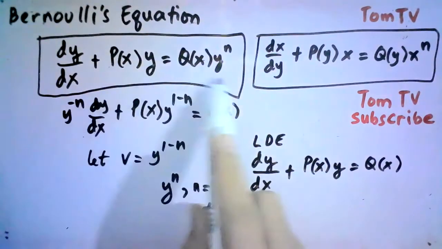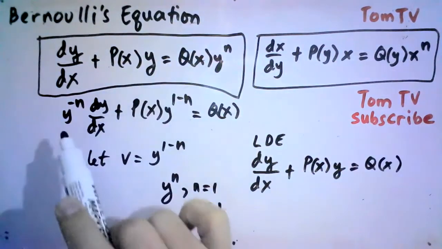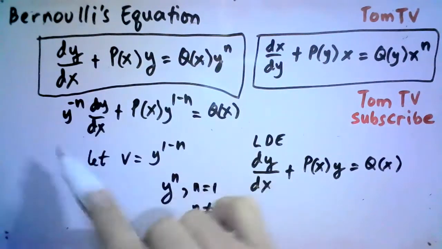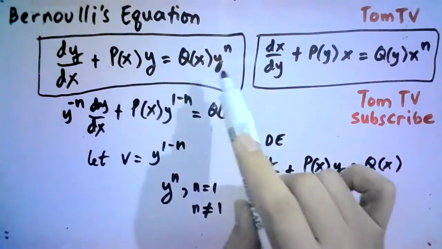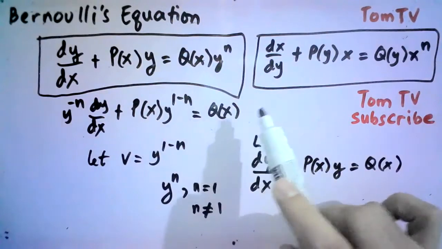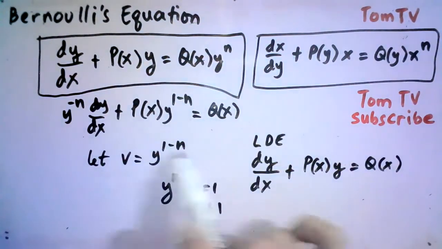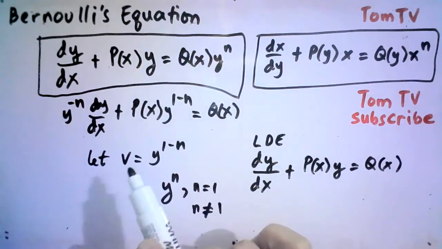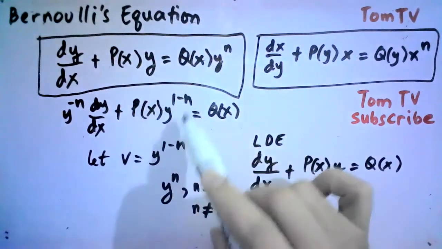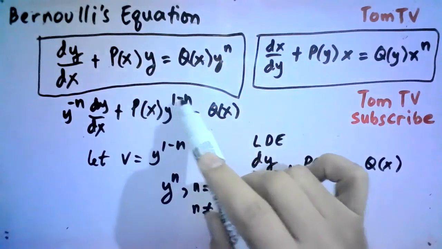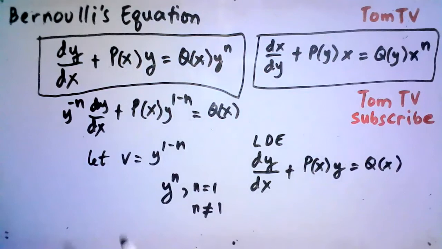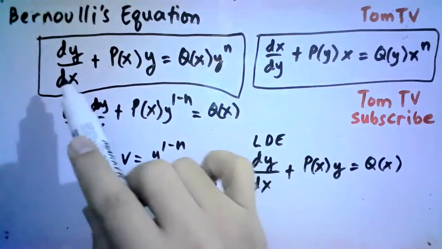Going back to the format of Bernoulli's equation, our way of solving it is, after we follow this format, to multiply y raised to negative n to the whole equation. And then after that, we apply the substitution wherein v equals y raised to 1 minus n. Whatever the value of your exponent, let v equal y raised to 1 minus n. So this is the process of solving Bernoulli's equation.